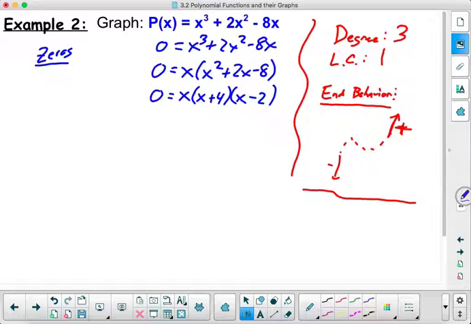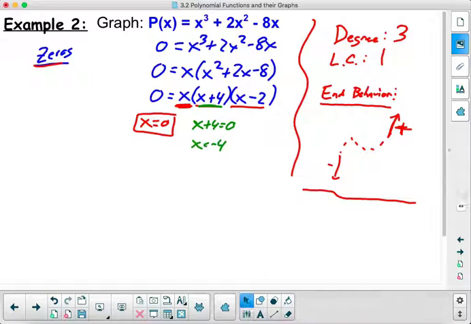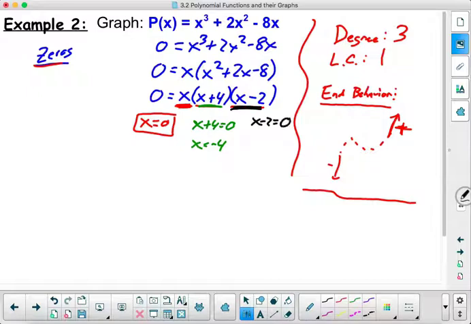And so when I ask you now, what are my zeros? My zeros here are this, this, and this. So if I set x equal to 0, well, my answer is that x equals 0. If I set x plus 4 equal to 0, my answer is going to be x equals negative 4. If I set the last one, x minus 2, equal to 0, I'm going to get x equals 2. So I'm just adding the 2 over. And so I get 3 different zeros in this problem.